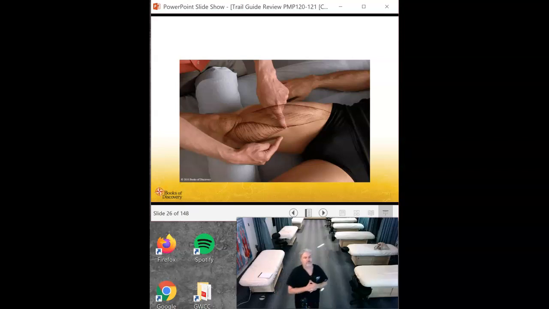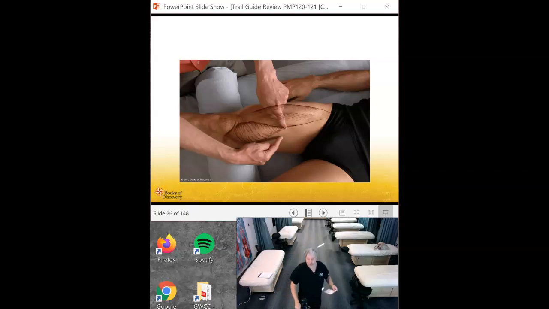And the insertion? Tibial tuberosity. Tibial tuberosity. Yeah. Via the patellar ligament. That was fantastic, Miss Dang. We'll take it. Thank you.